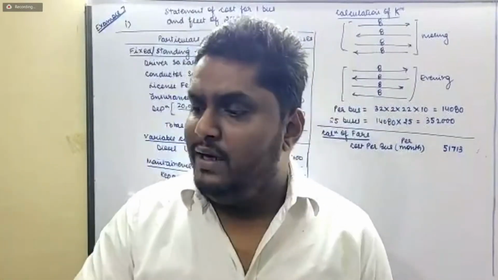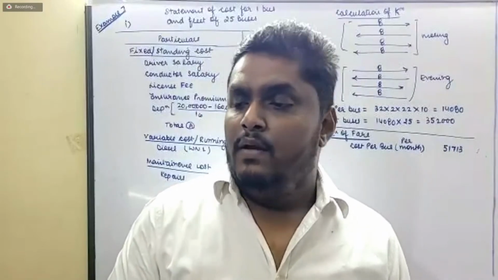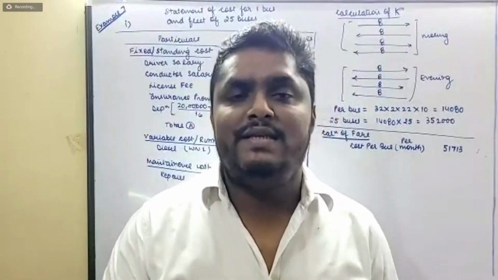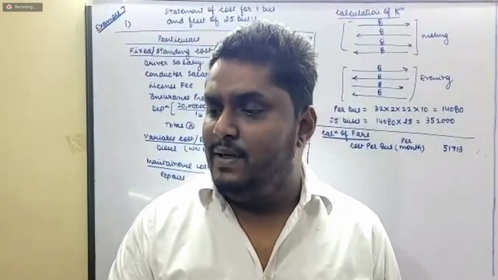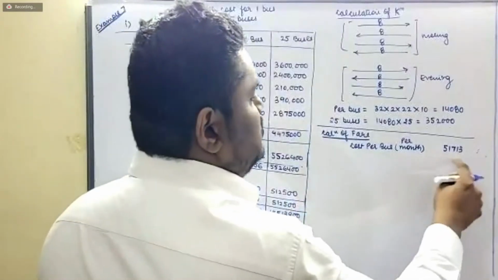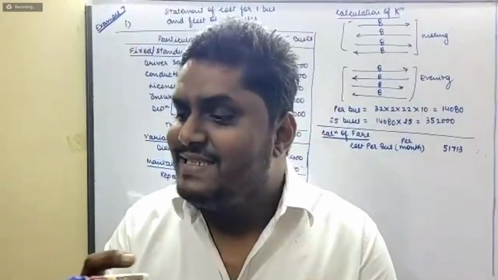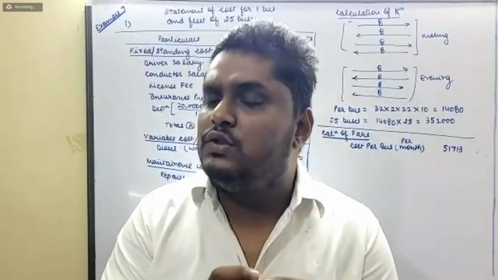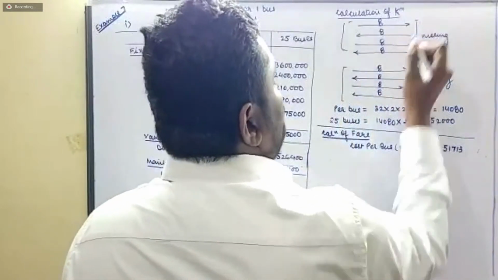Now, very important, guys. There is a similar question in the study material. So I hope after discussing this question, you will be thorough with that question in the study material. So now, when talking about per bus, the cost per month is 51713. Now, a bus has a seating capacity of 40 students. It means 40 students are the senior students.